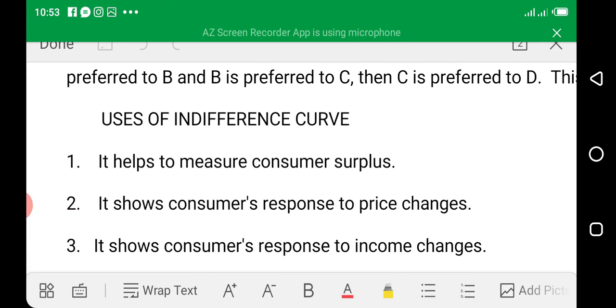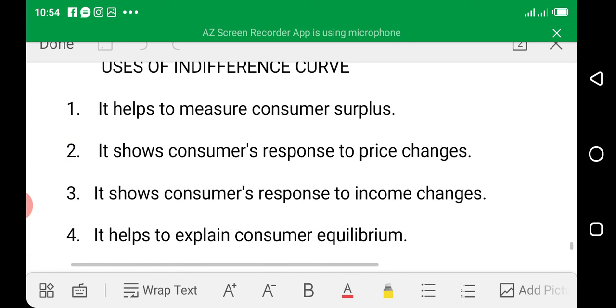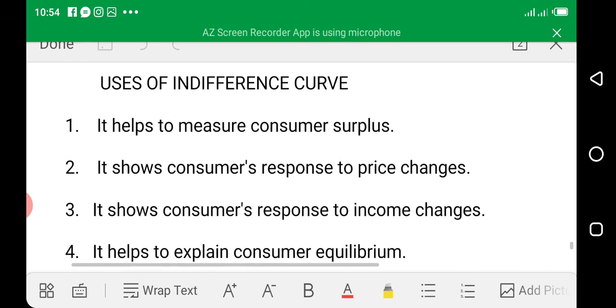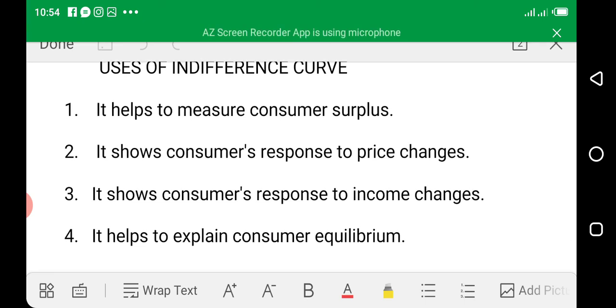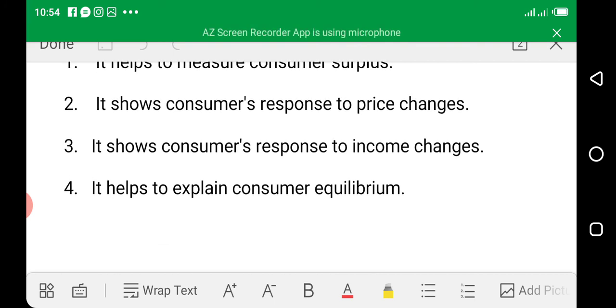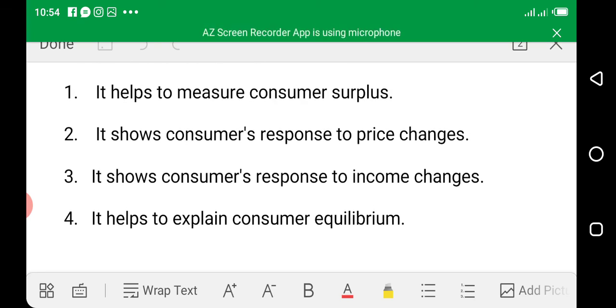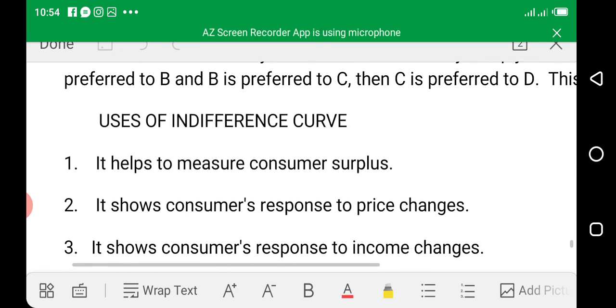Then let's look at the uses of indifference curves. 1. It helps to measure consumer surplus. It shows consumers' response to price changes. It shows consumers' response to income changes. And at the same time, it helps to explain consumer equilibrium, which we have discussed earlier.